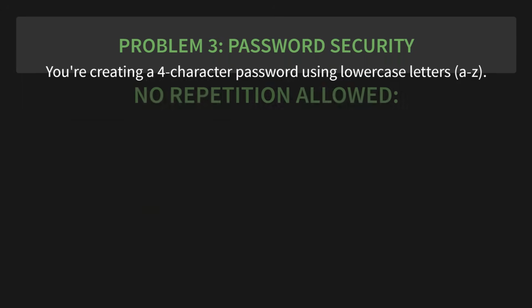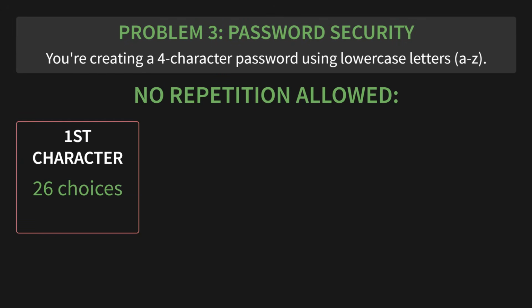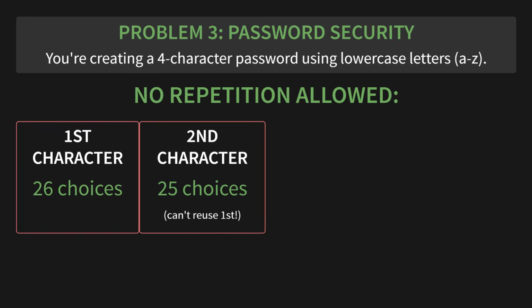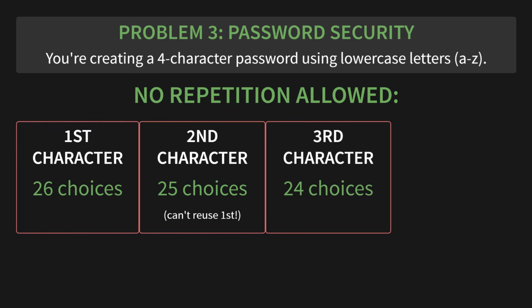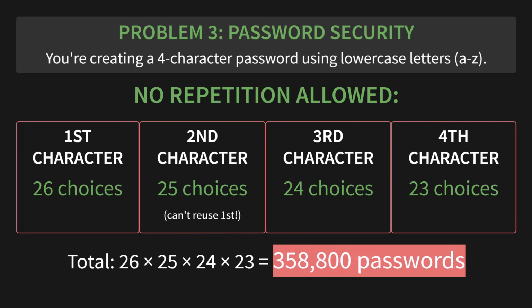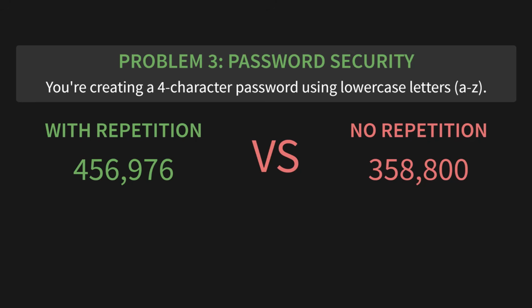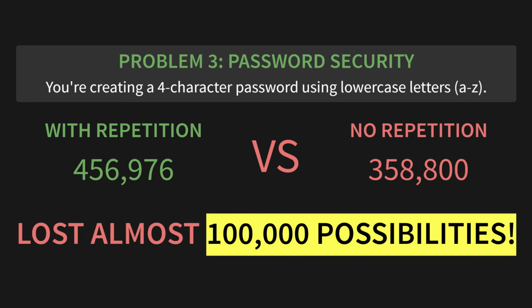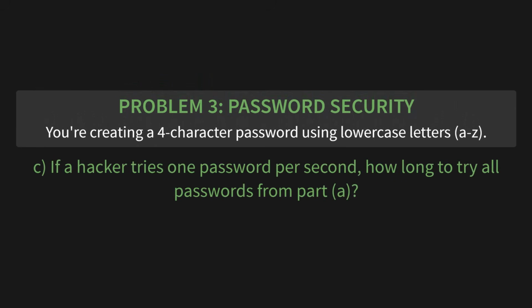Think about it step by step. First character, 26 choices. Second character, 25 choices. Can't reuse the first. Third character, 24 choices. Fourth character, 23 choices. Crunch those numbers, and you get 358,800 passwords. Wow. We lost almost 100,000 possibilities by not allowing repetition. Now, here's the scary part. If a hacker tries 1 password per second, how long to try all those 456,000 passwords we just calculated?